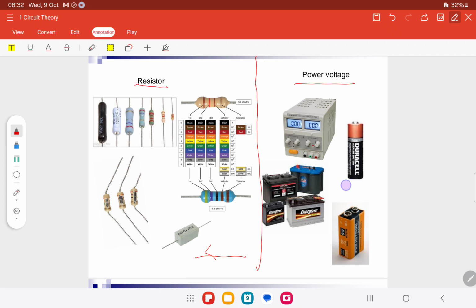We have here the usual battery. What battery is this? Like a car battery. So this is an active element. All the sources come from these types of power voltage. Okay, so you've seen the pictures.